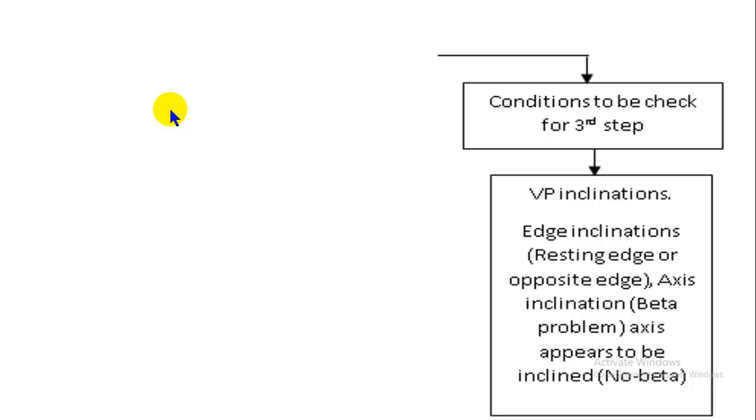Make sure, if they mention "appears to be", we need not find the beta angle. If they mention simply that the axis is inclined to VP, we need to find the beta angle. Don't make a mistake here, because the last step carries 20 marks. If you don't find the beta angle, you will lose the marks. That's why, while reading the question, you have to take care.